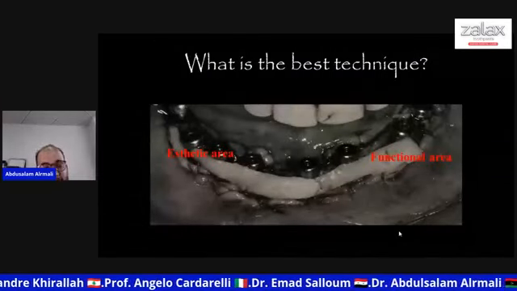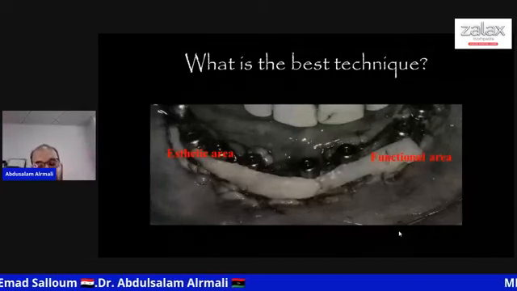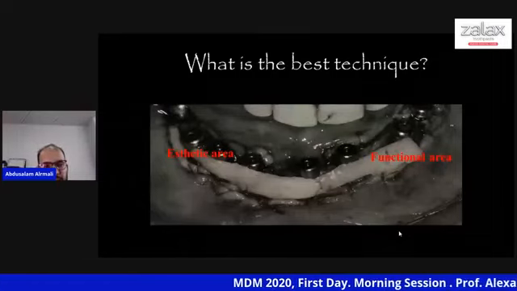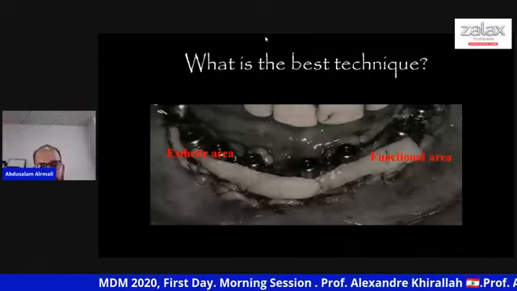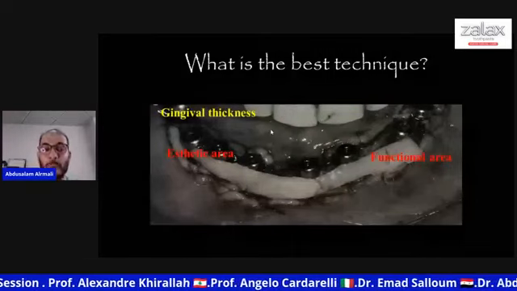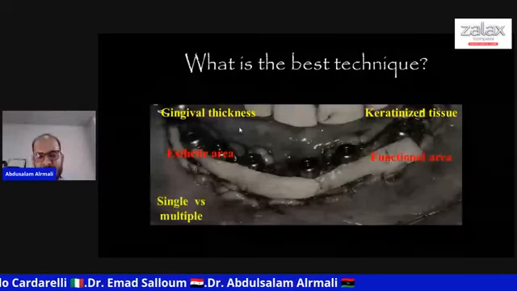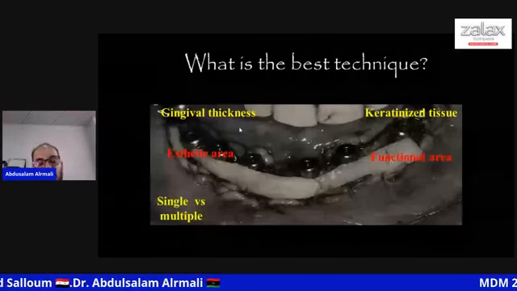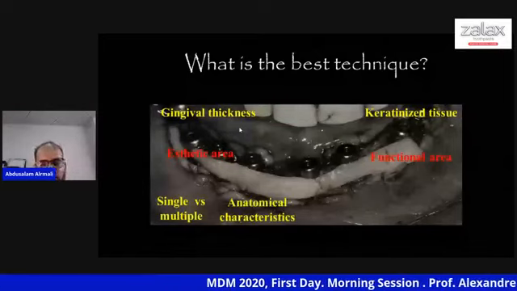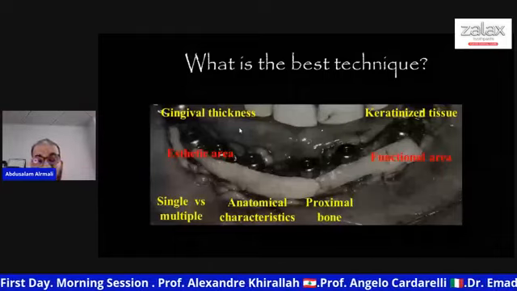So what is the best technique? As I said, it differs whether you are working in a static area or in a functional area. You also have to consider whether your aim is to augment the gingival thickness or to improve the keratinization. That's the other factor. You have to determine whether you are working around a single implant or multiple implants. Consider anatomical considerations in the palate, and in the lower premolar area on the lingual side. You have to consider all of that, and whether the proximal bone is healthy or compromised.